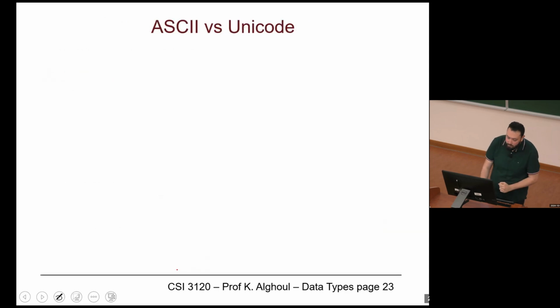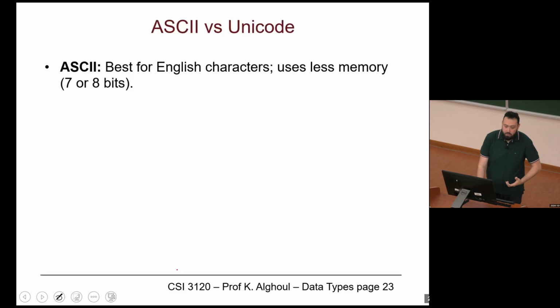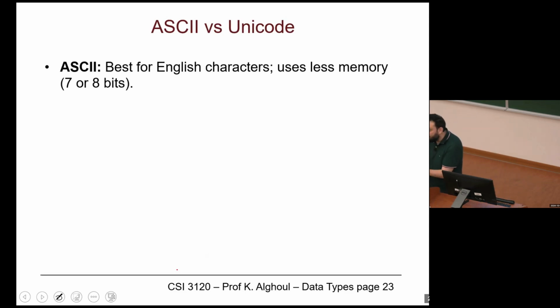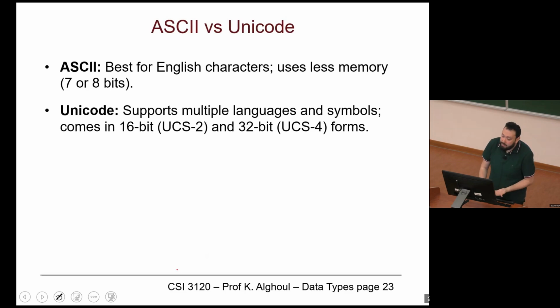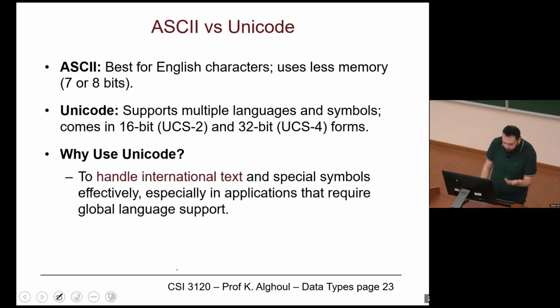Okay, so now ASCII versus Unicode. When is ASCII good? Best for English characters, uses less memory. So that means if you're designing an application and you know 100% you're only going to use it with English, why would you waste memory and use Unicode, correct? Then if you want to support multiple languages and symbols, you're going to use Unicode. So why use Unicode? To handle international text and special symbols effectively, especially in applications that require global support.